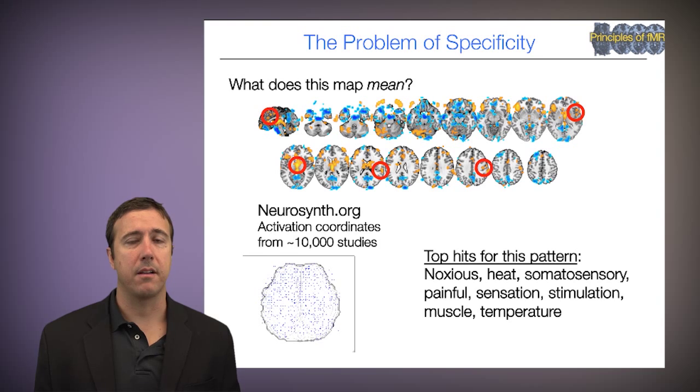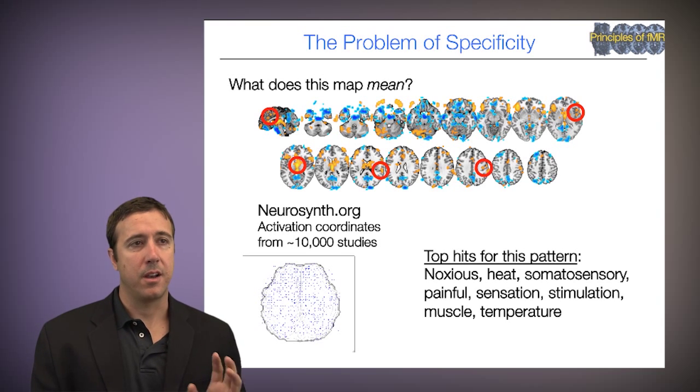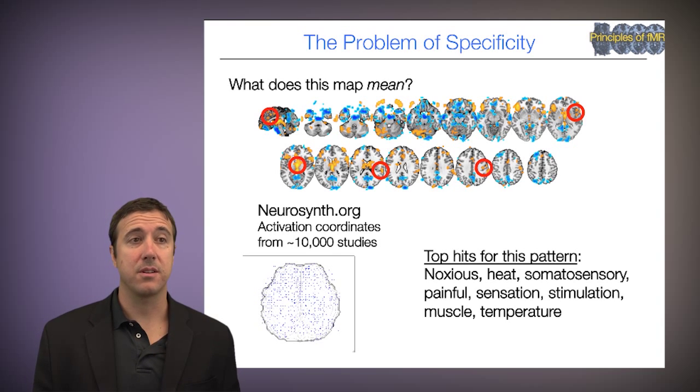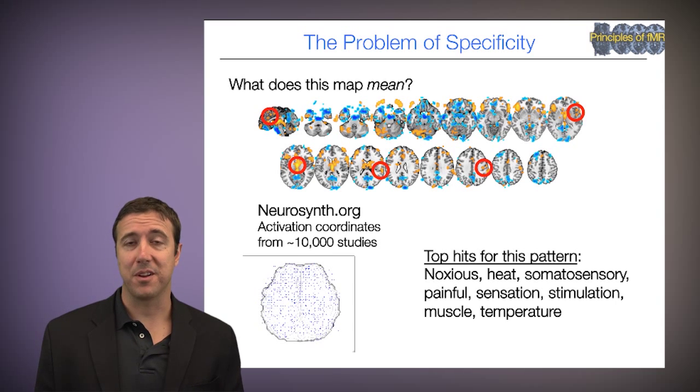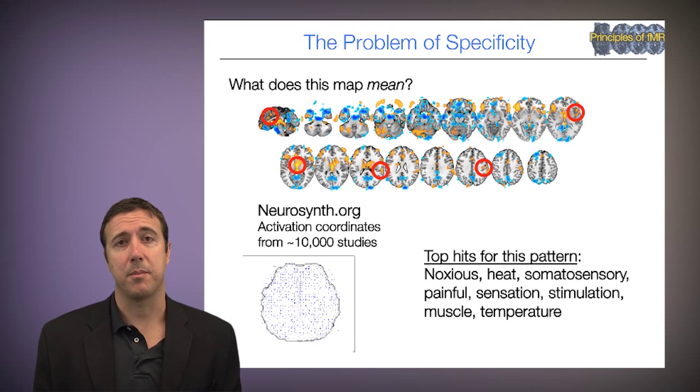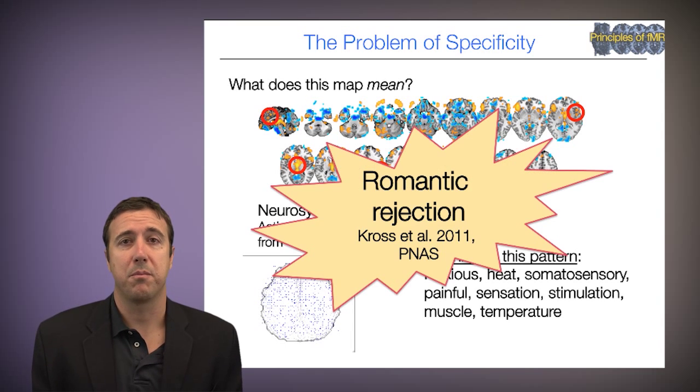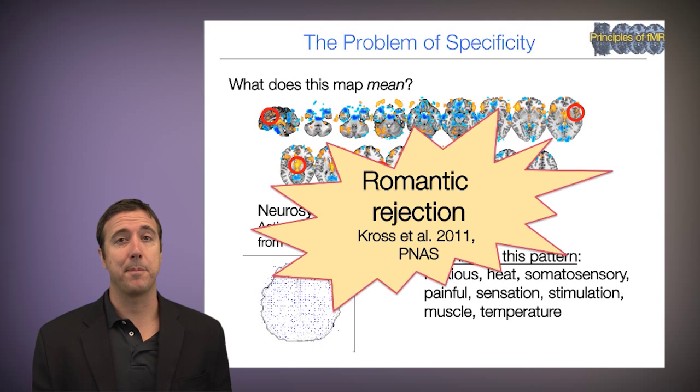And what we get out of this, the top hits are noxious, heat, somatosensory, painful, sensation, stimulation, muscle, temperature. So this increases my confidence that this is really a pain map, right? Everybody on board? Great. Problem is, this is not a pain map. This map came from looking at the faces of people who rejected you. So this is a romantic rejection related map.